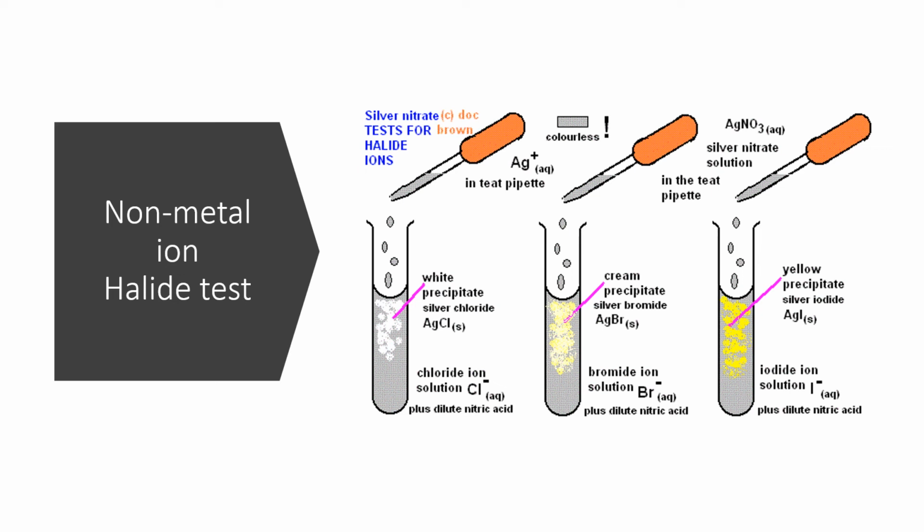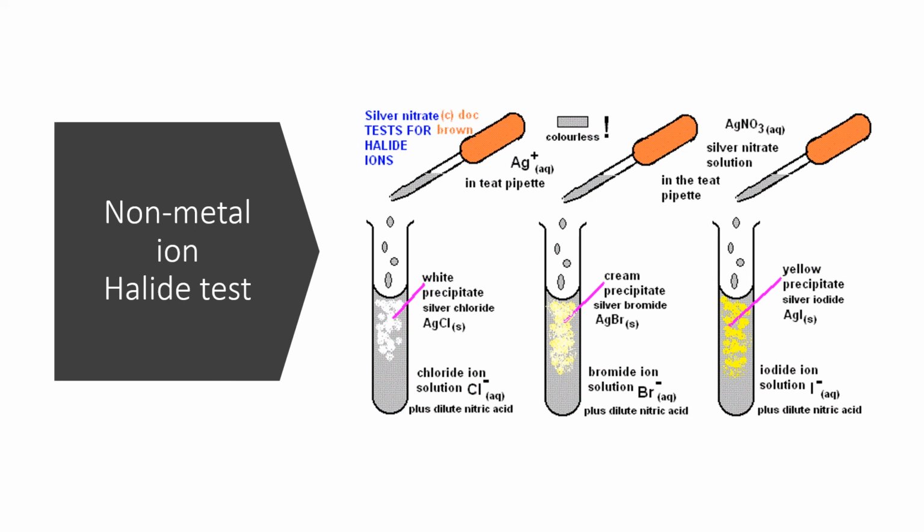So what we're going to do is start with the salt, for example, sodium chloride. You're going to add silver nitrate, and you're going to add nitric acid. The reason why you're adding nitric acid is to make sure no other precipitate is formed apart from the chloride precipitate in this format, bromine and iodine precipitates.